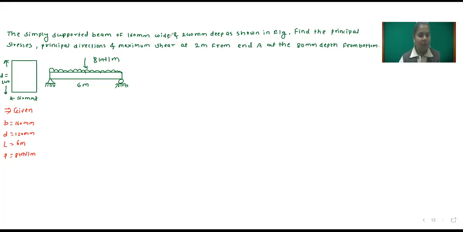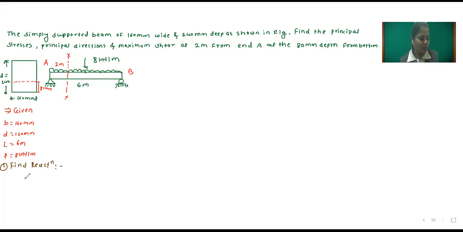So first we will find RA and RB. Suppose this is point A and this is point B, and we have to find the stress at 2 meter from the A support. So this is our cross section, and at 80 mm depth we have to find the stresses. First we will find RA and RB. Now you tell me how to find RA, RB. Anyone? First find the reactions.